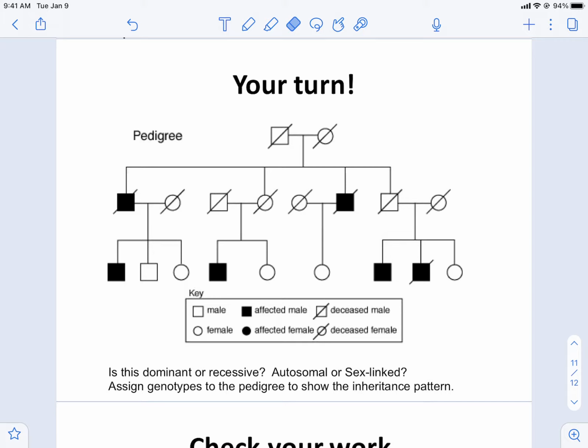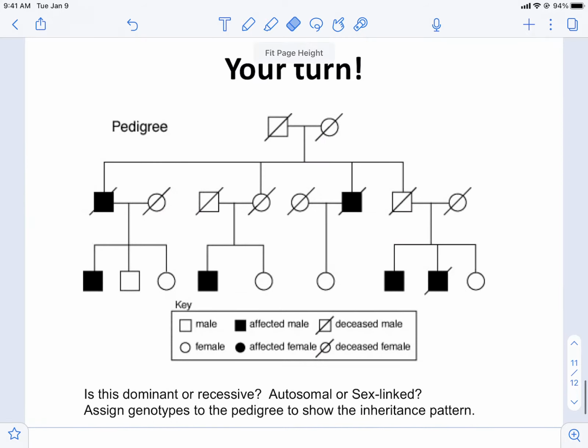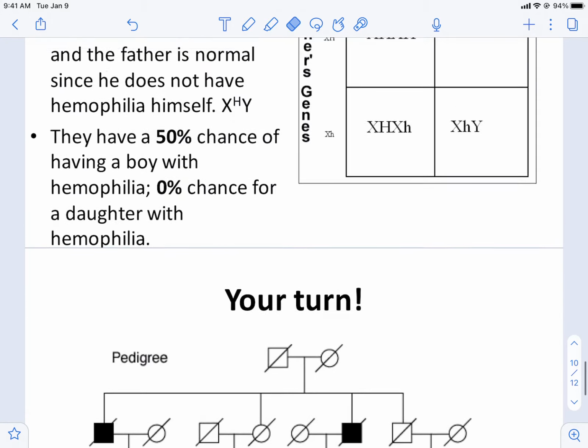Okay, if you're flying through pedigrees and this is coming pretty simple, you might be ready for sex-linked pedigrees today. So, sex-linked pedigrees show when one gender is way more affected than the other. In this example, we have all males being affected. And before we do this, it's important to talk about how genotypes for females and males work.